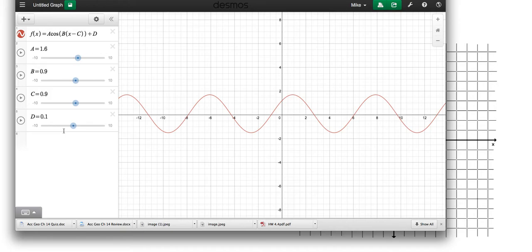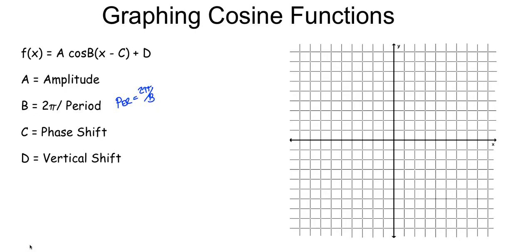So let's say once again we have an example that we want to deal with. Here we have 4 times the cosine of 2 times x minus pi over 4 plus 3. So the first thing we always have to do is identify a, b, c, and d and what they represent on the graph. So the first thing here is I know that my amplitude is going to be 4.